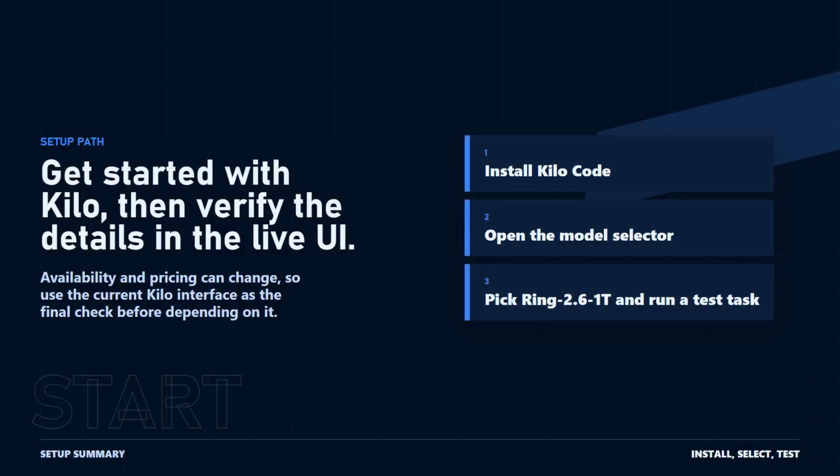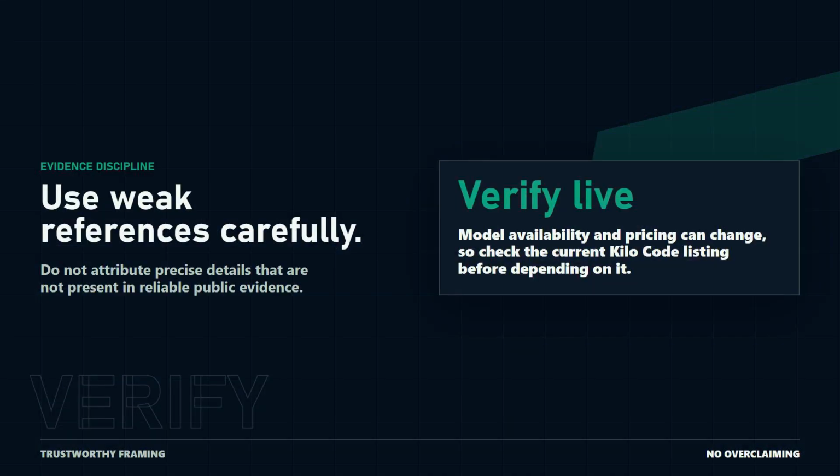Get started with Kilo. Manually provided source, automatic text retrieval failed, insufficient textual content, the page may be JS rendered. Use this source only as a weak reference. Do not attribute specific details that are not present in other reliable evidence.